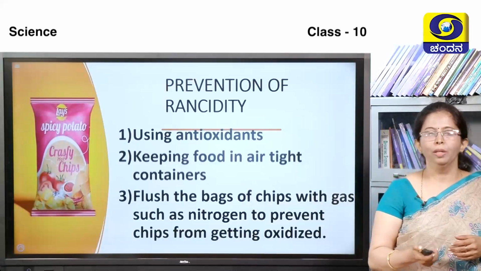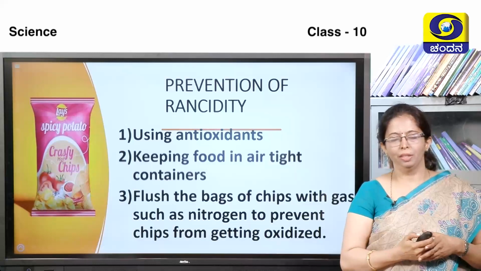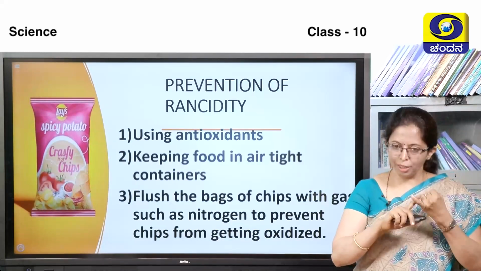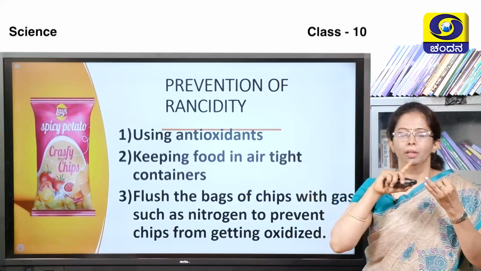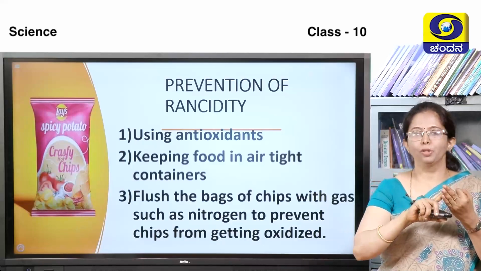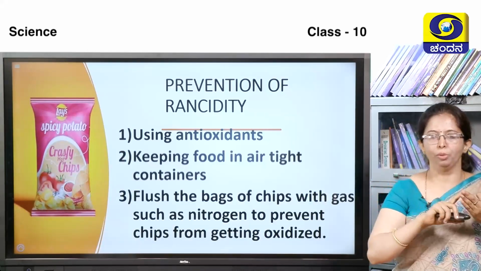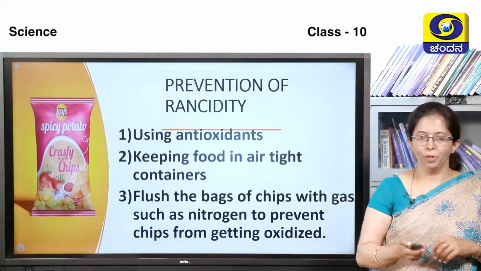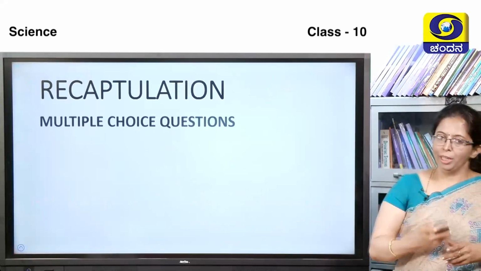Next one. So, how to prevent rancidity? Here, by using a proper antioxidant, keeping the food in airtight containers, and flushing the bags of chips with a gas such as nitrogen to prevent chips from getting oxidized. I hope you understood this. Moving on to the next, the recapitulation part.